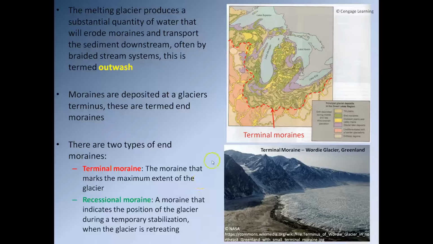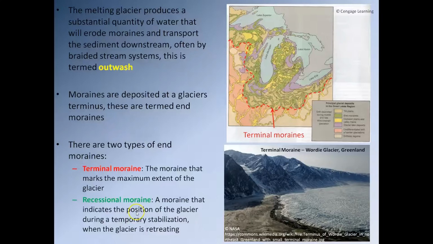And here we have a terminal moraine for the Werde Glacier in Greenland. You can actually see it here. It's this dark line here. This is essentially where sediment is piled up when the glacier melted. This is the outwash plain here. And as you can see, the glacier is now retreating, leaving behind the terminal moraine here, and behind it we have what's referred to as a ground moraine, which we'll come on to in a second.